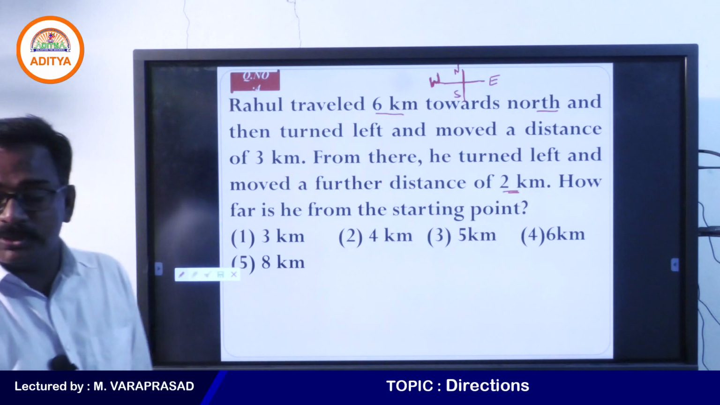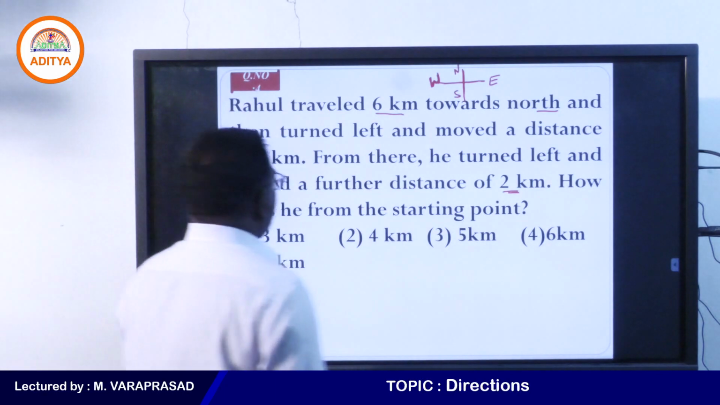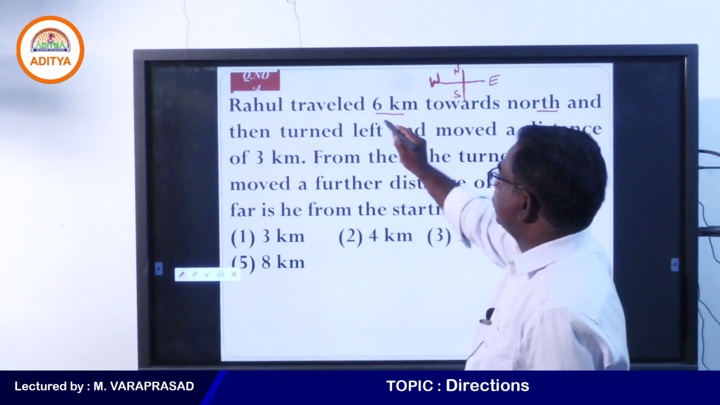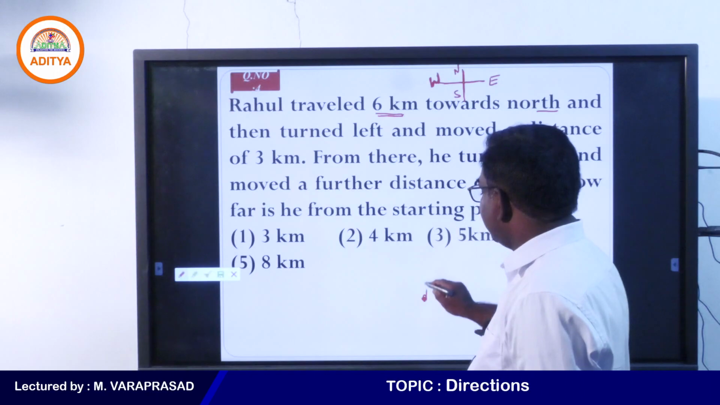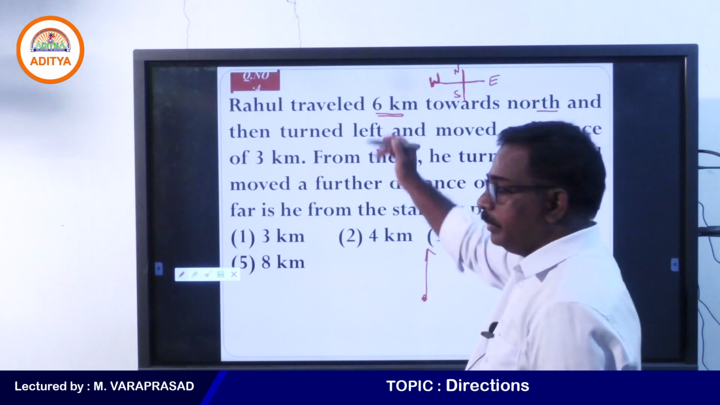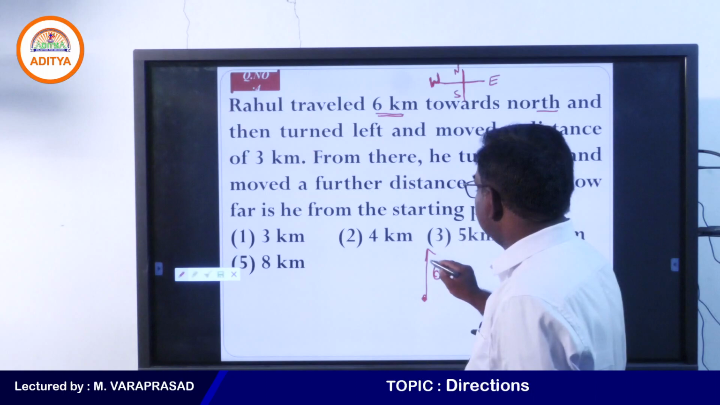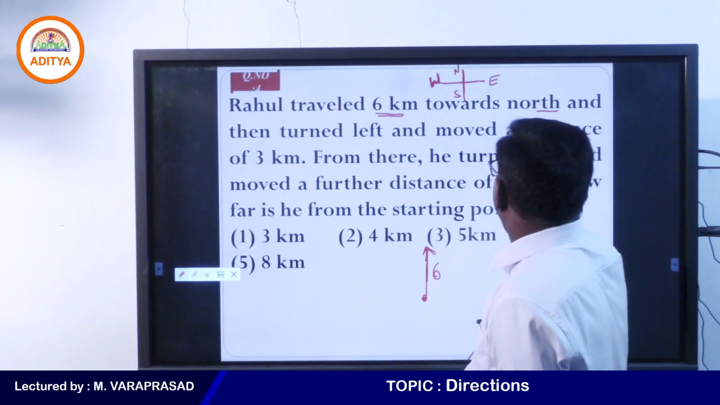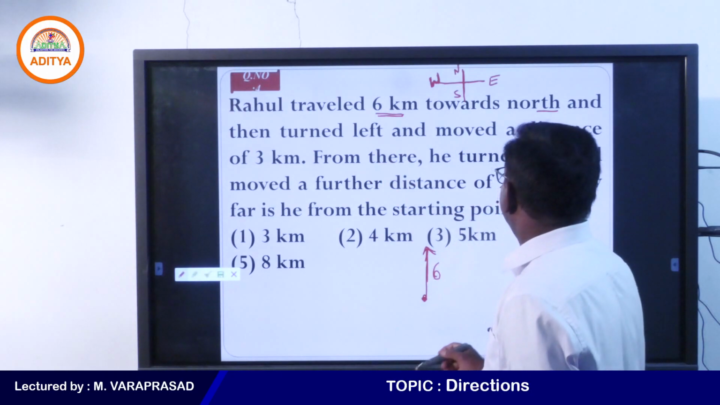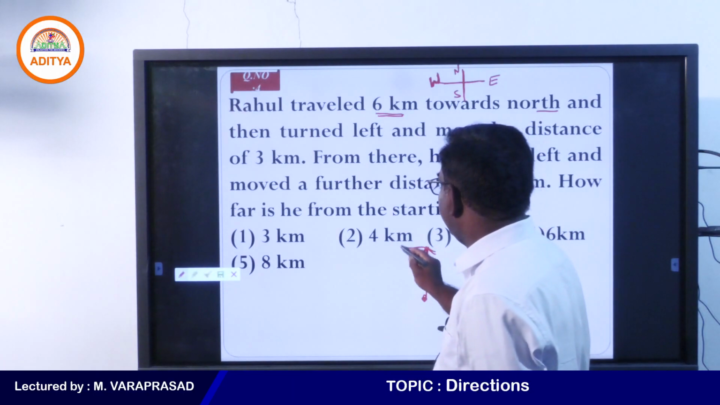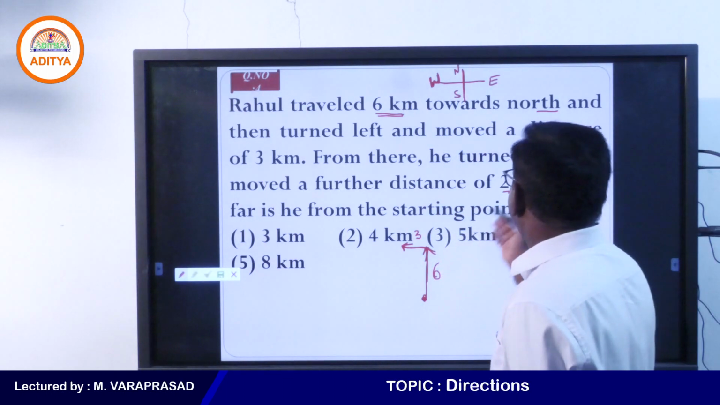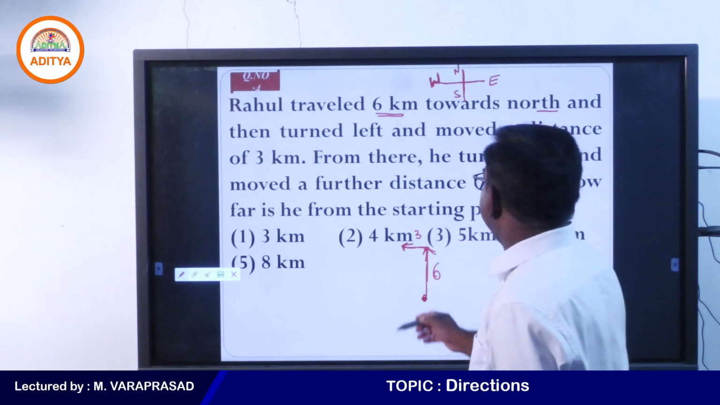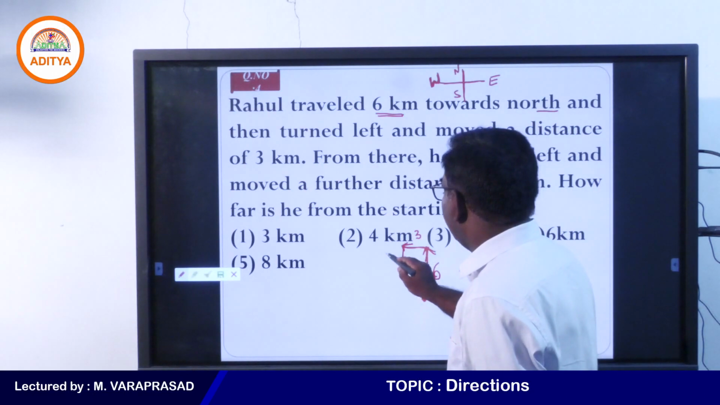What is the given question? Rahul travelled 6 kilometers towards north. Suppose Rahul is here, 6 kilometers north means going upwards will be called north. So from there he turned to left and moved a distance of 3 kilometers. From there it turned left again and moved a further distance of 2 kilometers. So, this is 2 kilometers.